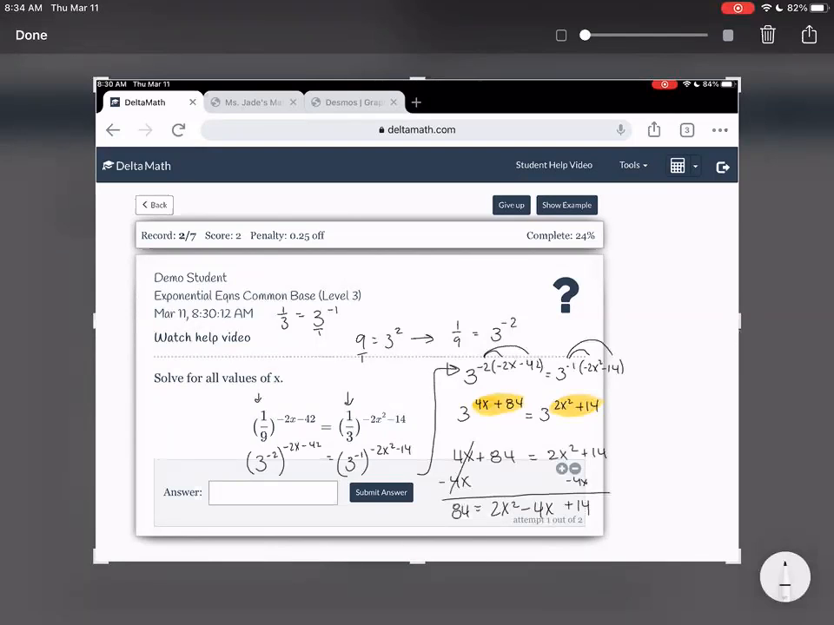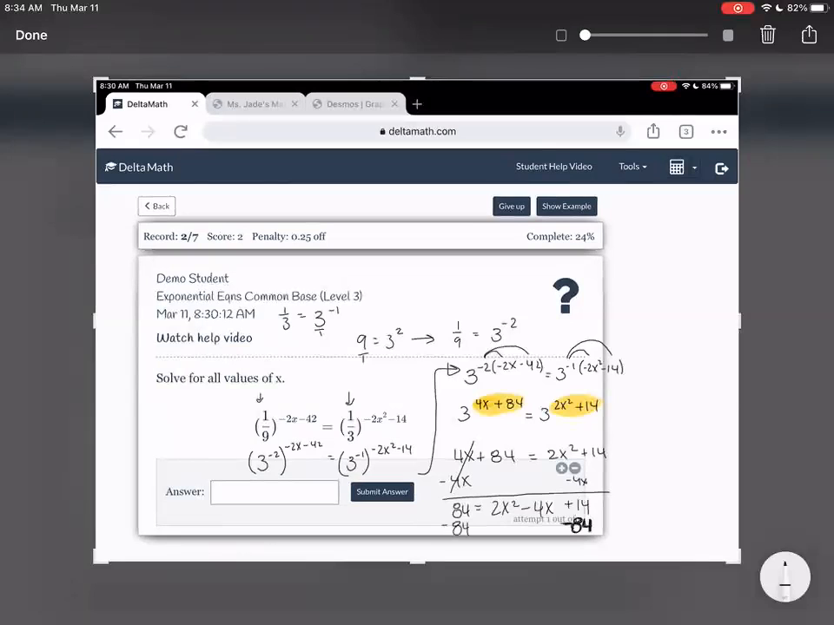And then let's subtract our 84 as well. We want it to equal 0. So I'm just going to try to write this more bold so that you can see it. Don't have much space on the bottom, but that's okay. Those cancel out. We get 0 is equal to 2x squared minus 4x and then minus 70. And notice everything is divisible by 2.